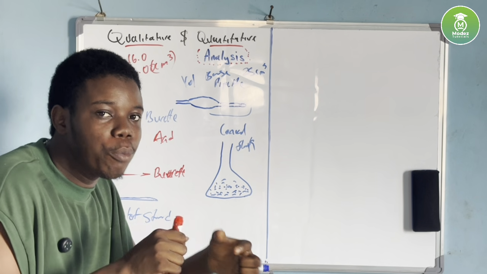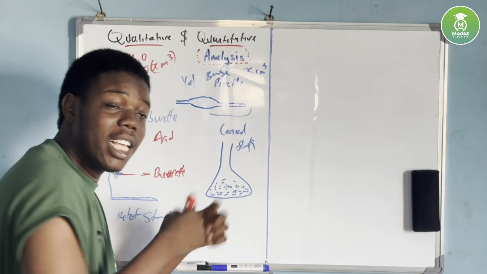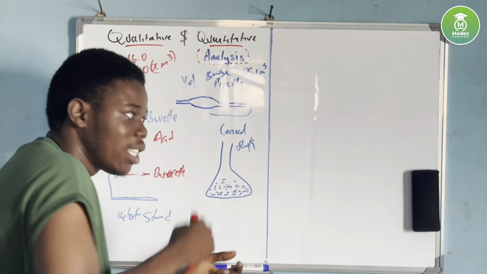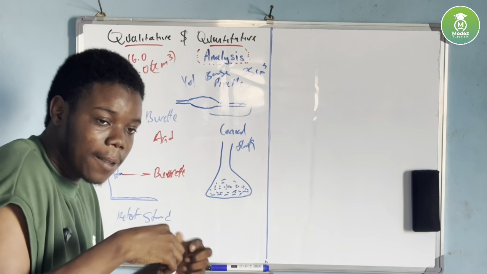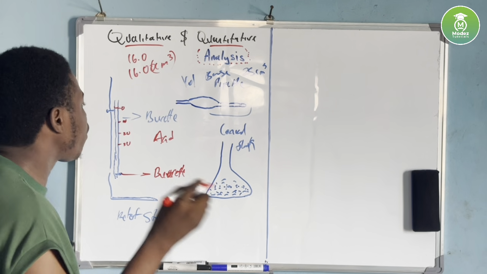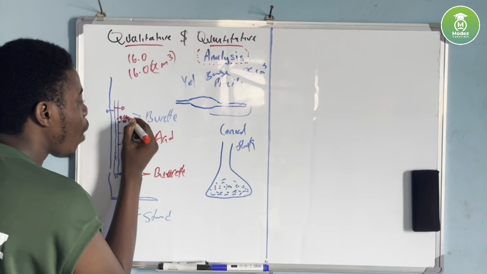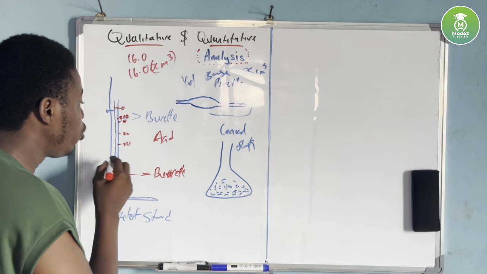Now the accurate end point is the moment where the colorless phenolphthalein in that base changes to pink. Immediately it changes to pink, you have gotten your end point. So let's say, for example, it changes to pink at 9.10 cm cube. You record it as what?